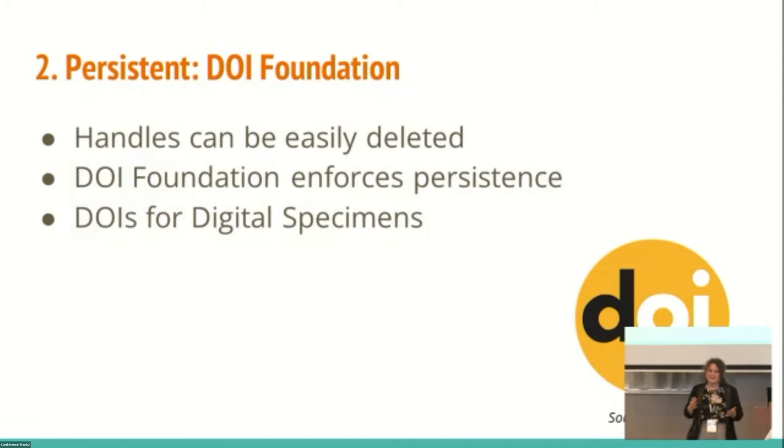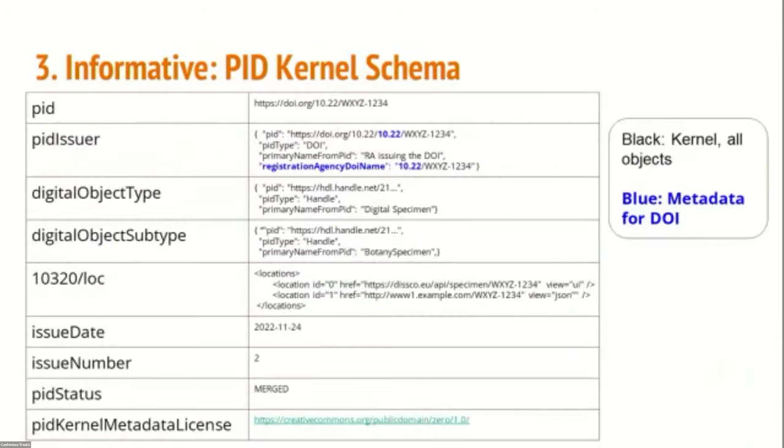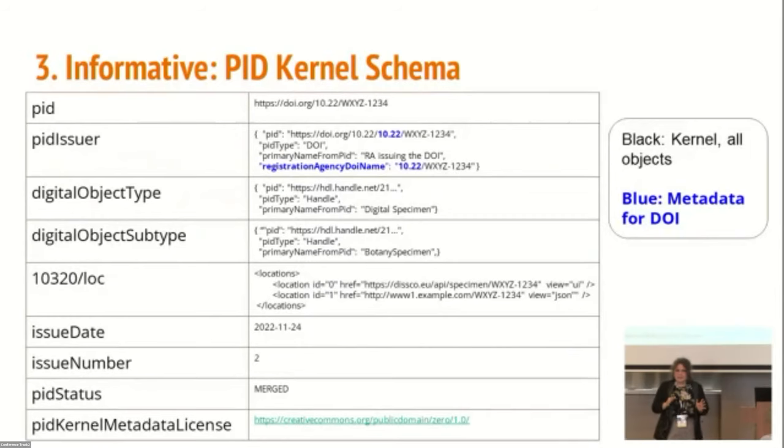There's a little bit of confusion sometimes about the difference between a DOI and a handle. All you need to know is that all DOIs are handles, not all handles are DOIs. So within DiSCO, digital specimens will have DOIs. For other non-public facing objects, handles will be sufficient. Now, the DOI Foundation provides templates for PID records, but these are not entirely sufficient for our needs and will not help machine actors make the decisions that we want them to make.